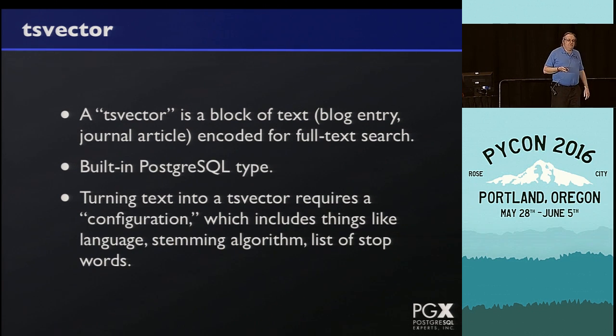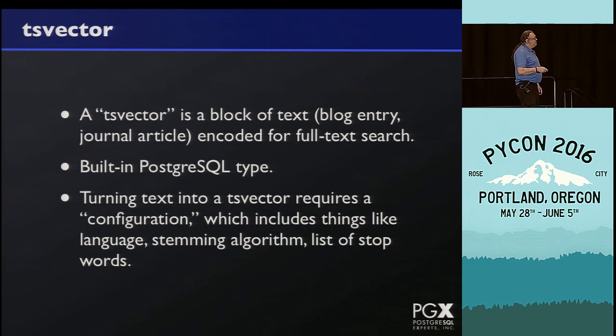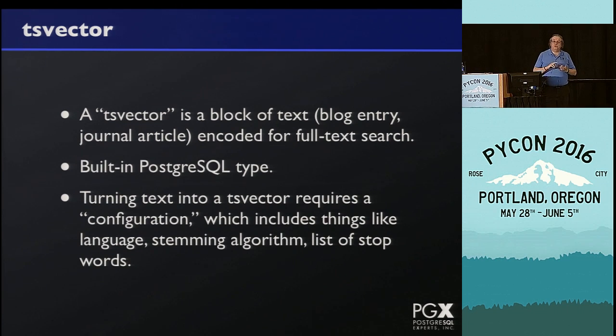When you turn a text into a TS vector, it requires this thing called a configuration, which is a package of things like which language it's in, which stemmer to use, and what rules to apply to strip plurals off of the word and things like that. All of that stuff is wrapped together in Postgres. It's called a configuration.